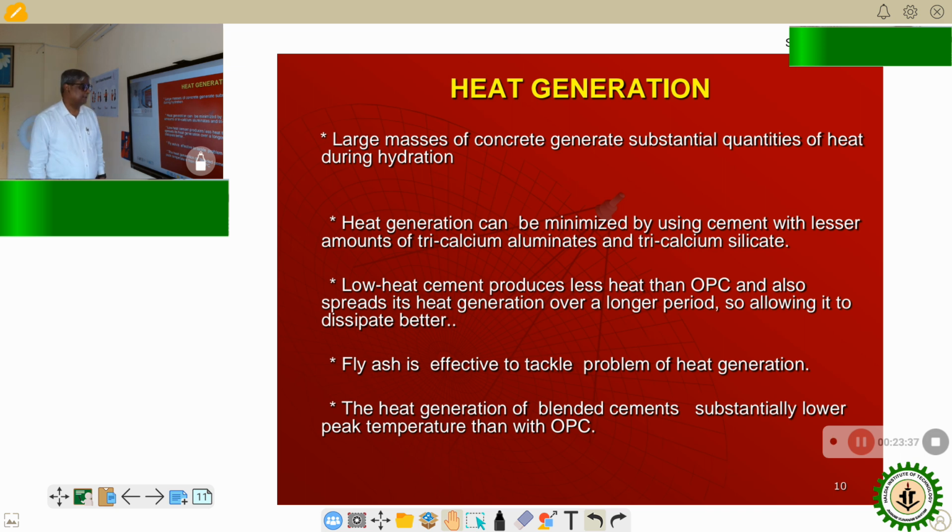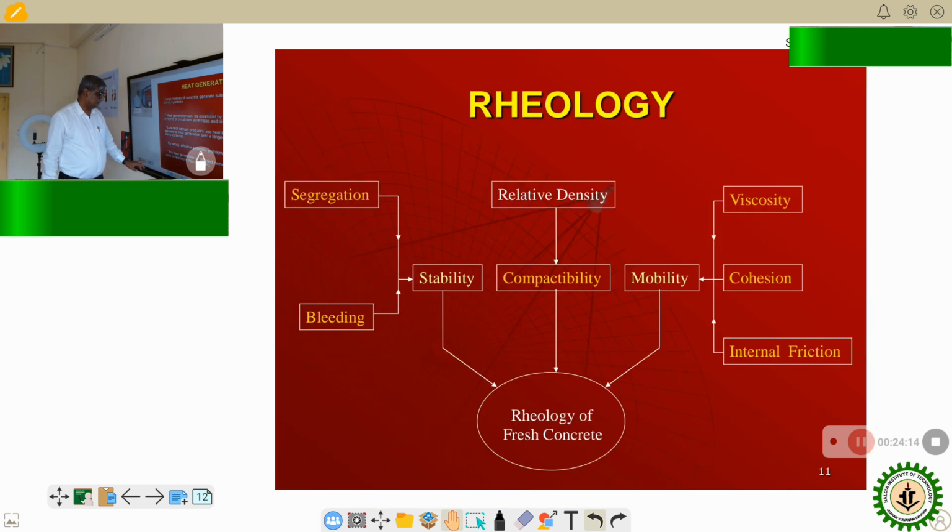So one can even do it by using fly ash. So there are ways other than using low heat cement, which is available in the industry. One can control that heat generation. Fly ash is effective to tackle the problem of heat generation. And blended cement has a lower peak temperature than OPC. PPC has a disadvantage, so we are thinking that way also.